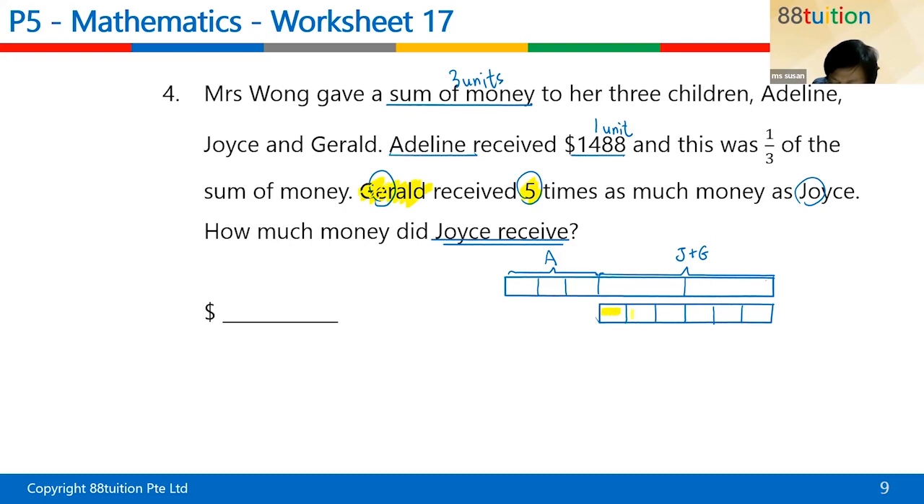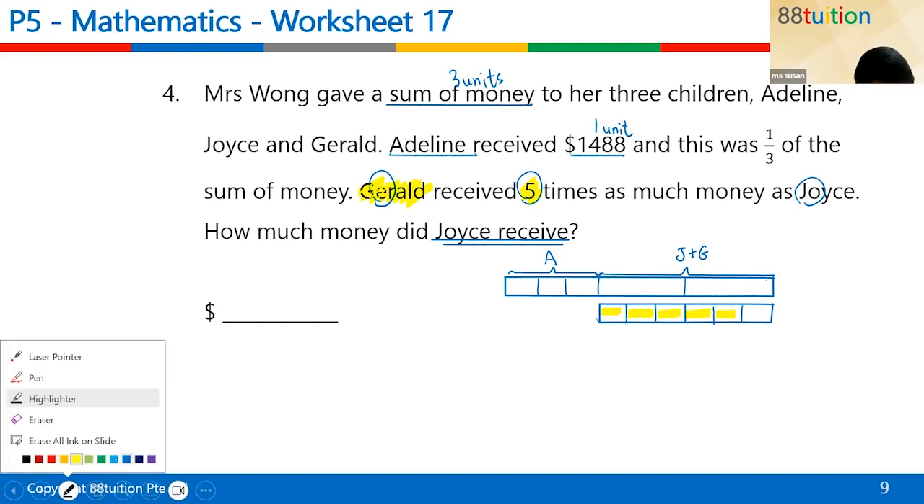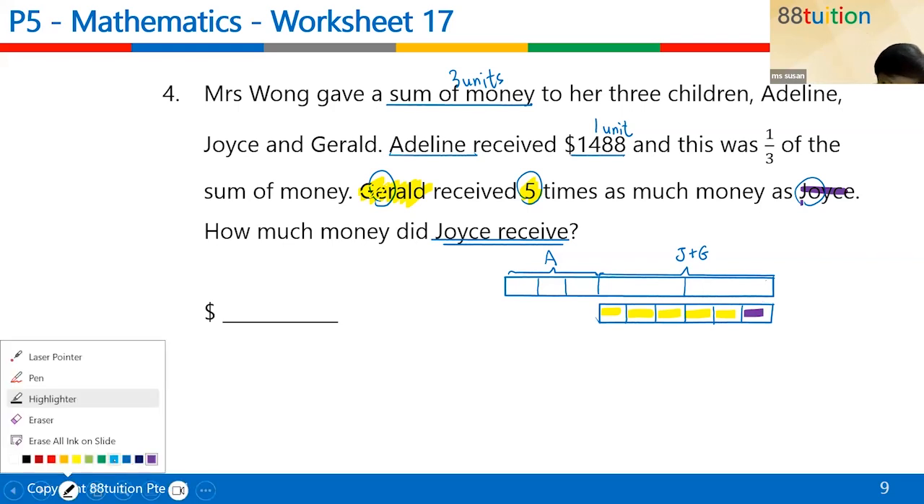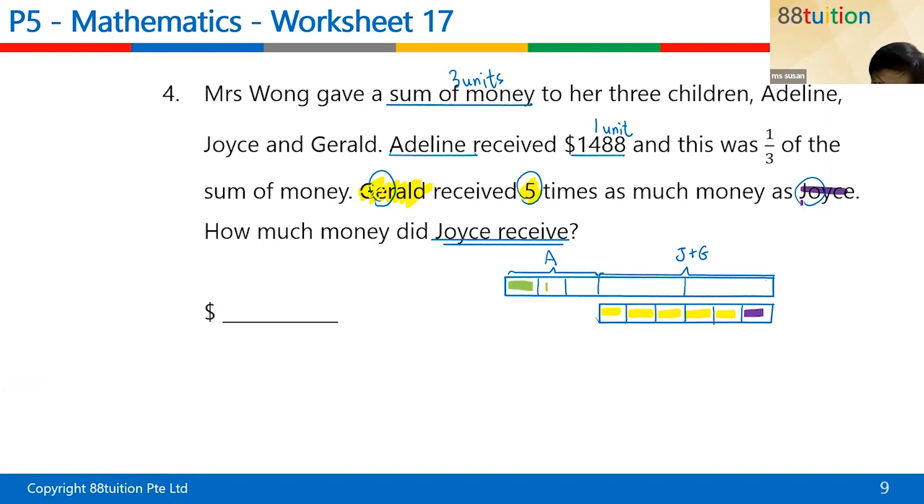So this one will be 1, 2, 3, 4, 5. Okay. For Joyce, Joyce will be only 1 here. Do you see the thing now? 5:1. So for A itself, if I were to put A in green, A will be 3 units. Right. So they have different colors here. So A receives here 1,488.